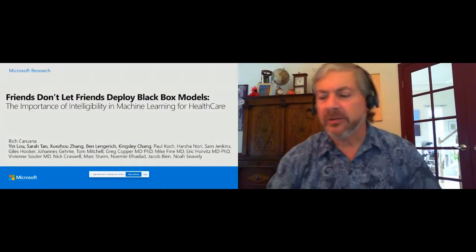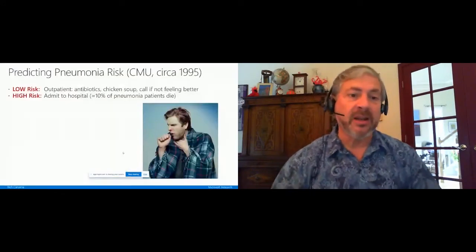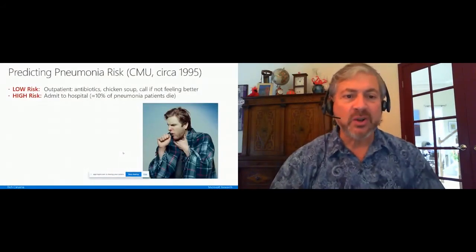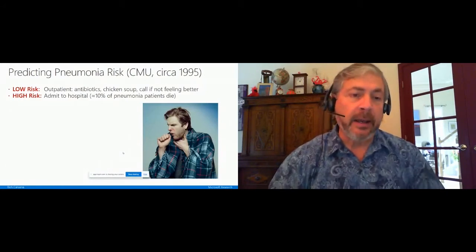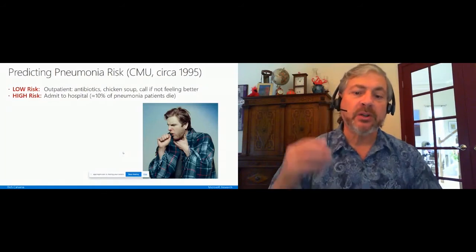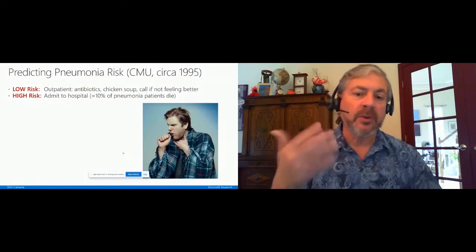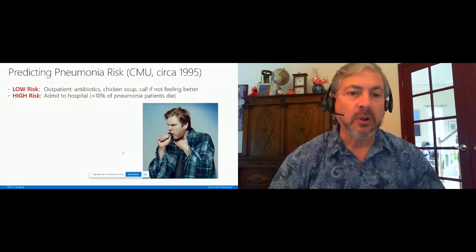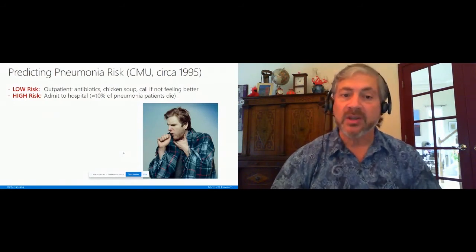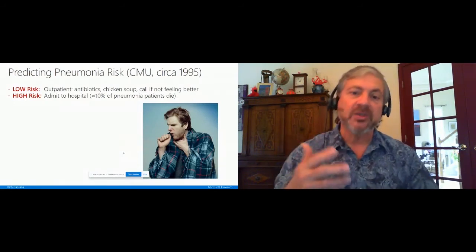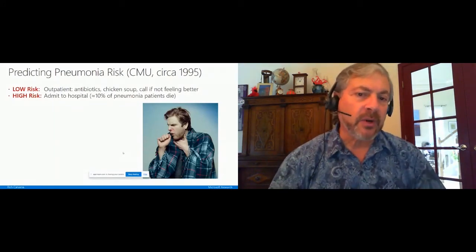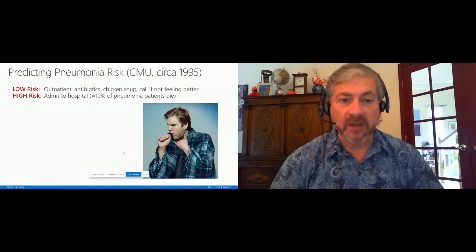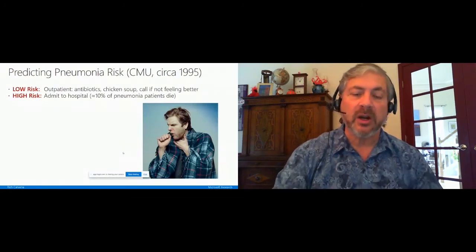Here's how I got involved in this. Back when I was a grad student in the mid-90s at CMU, I was asked to train a model on a pneumonia risk problem, train a neural net. The risk problem is trying to predict if a patient is low or high risk of dying from pneumonia. If you're low risk, the right treatment really is as an outpatient: antibiotics, chicken soup, and call if you're not feeling better in a few days. But if you're high risk, about 10% of pneumonia patients die from it. You definitely need to be admitted to the hospital.